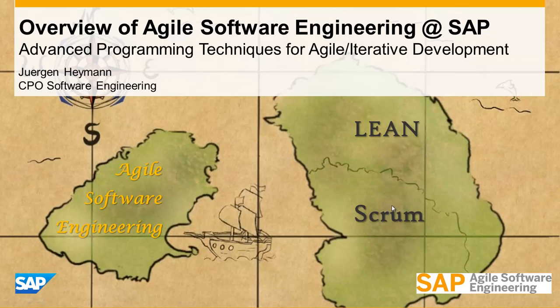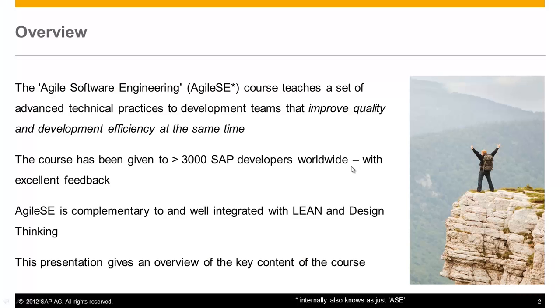This is really about advanced programming techniques for agile or iterative development, so especially in Scrum mode or any kind of iterative process. The Agile Software Engineering course teaches a set of advanced technical practices to developers that improve quality and development efficiency at the same time.